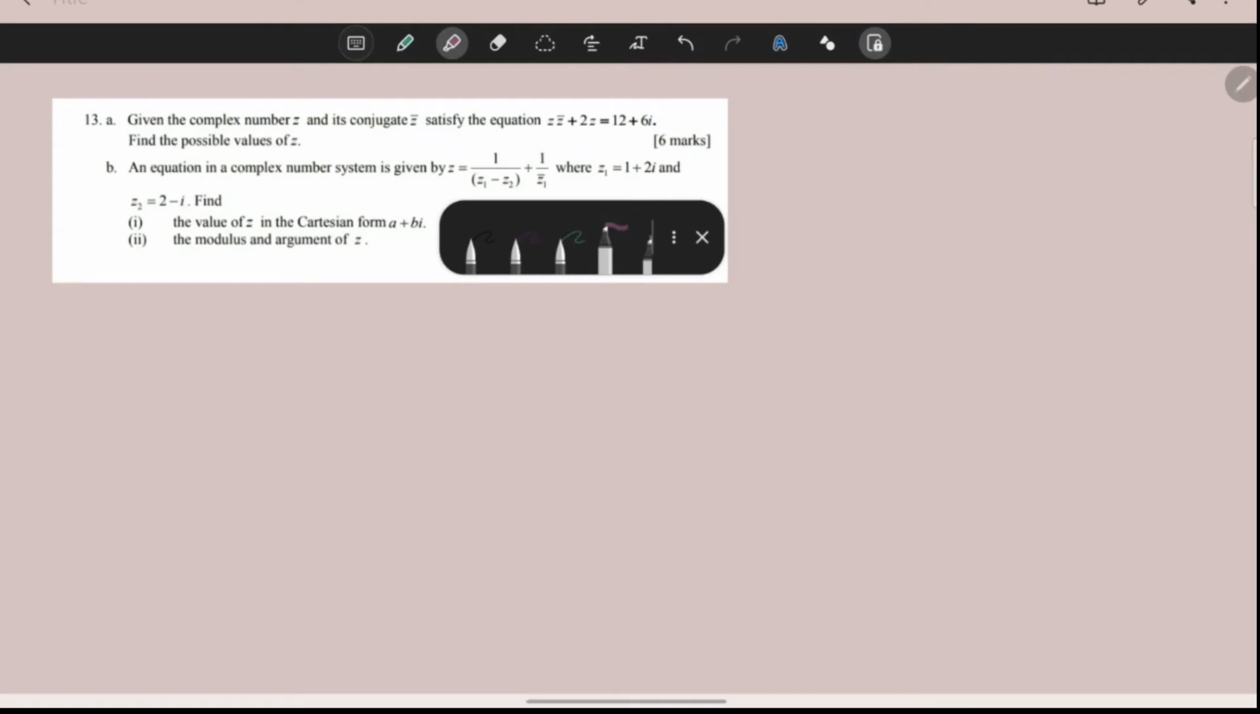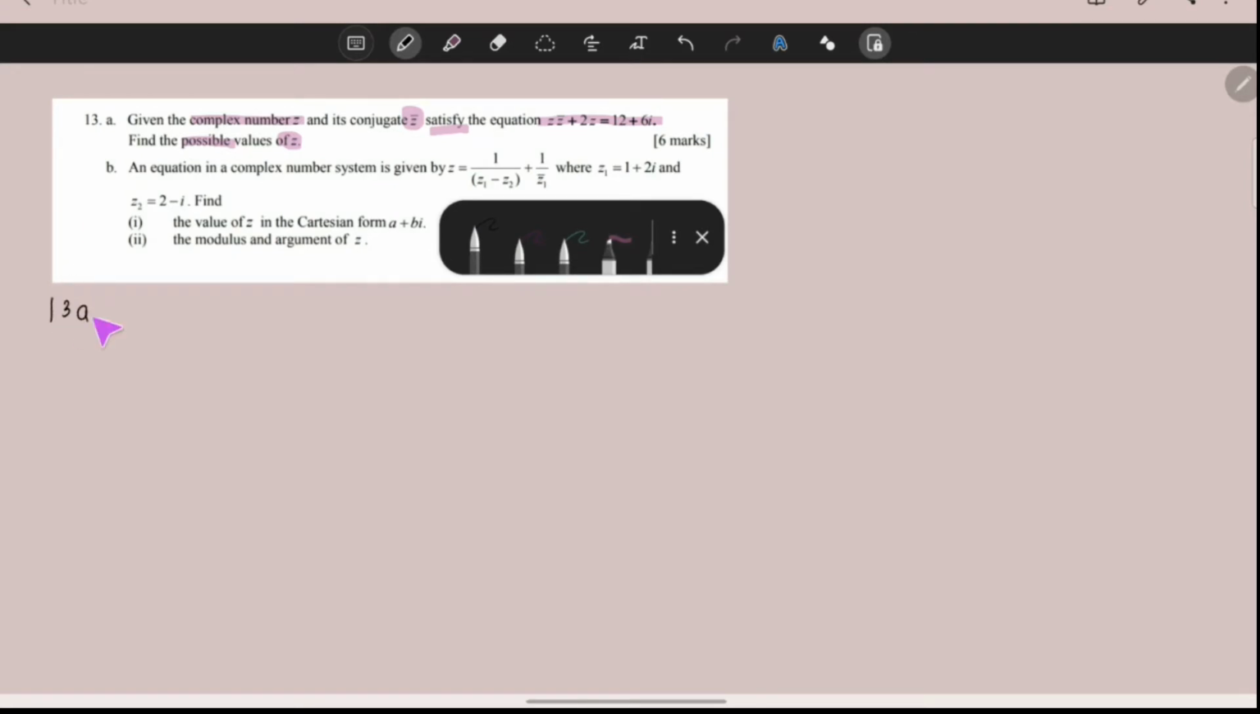Okay, we are going to solve question 13a. So we read the question. Given the complex number z, the complex number z and its conjugate satisfy this equation, and they ask you to find the possible values of z. Okay, we need to let z equal to something first.